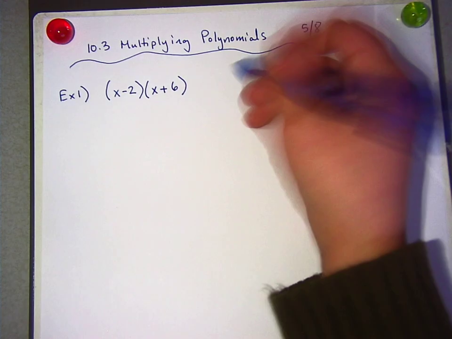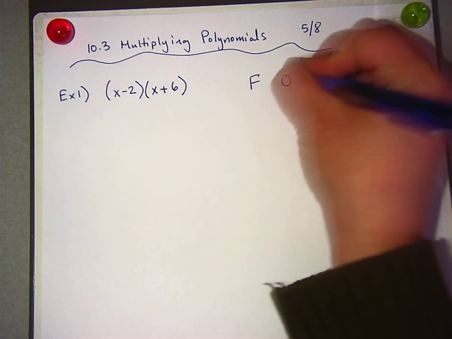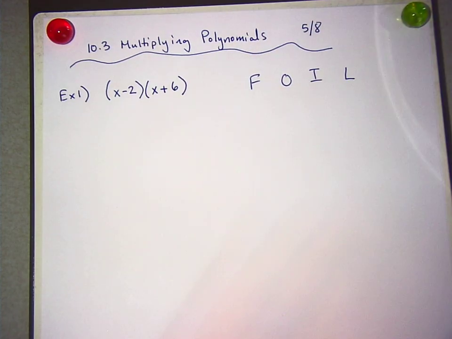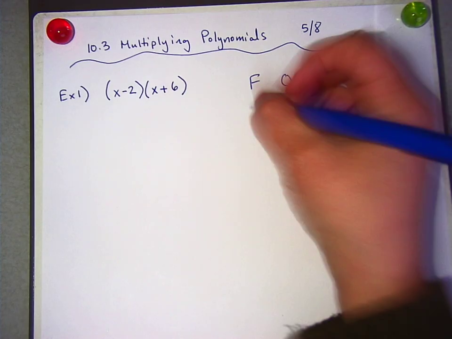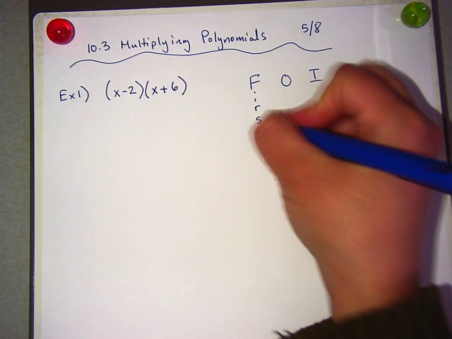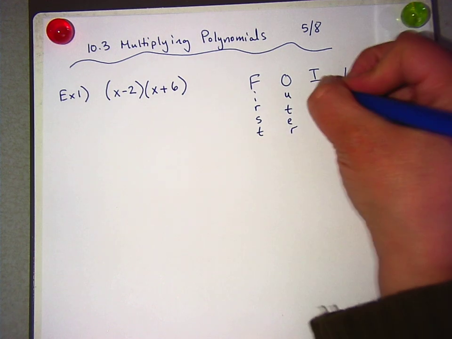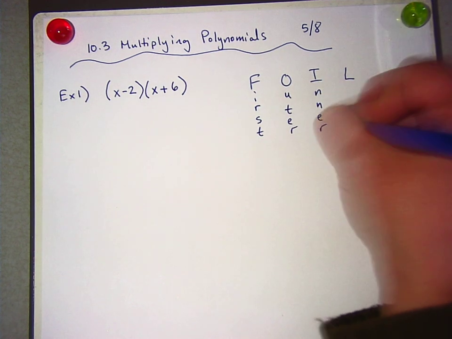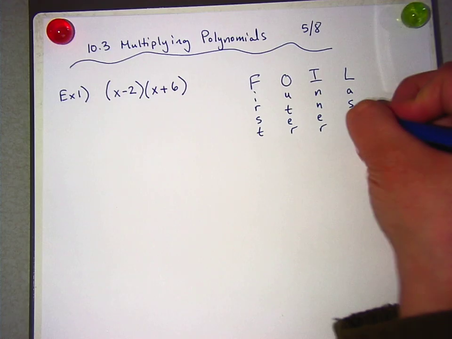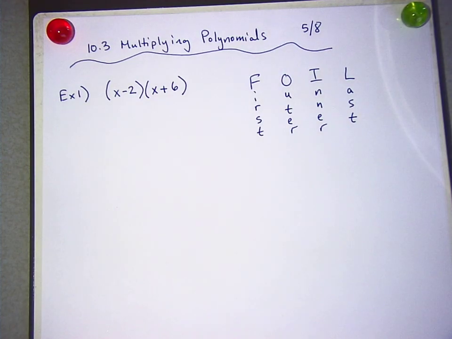So the first method is called FOIL. F is first, O is outer, I is inner, and L is last. First, outer, inner, last. The idea behind FOIL is that you're distributing to both.